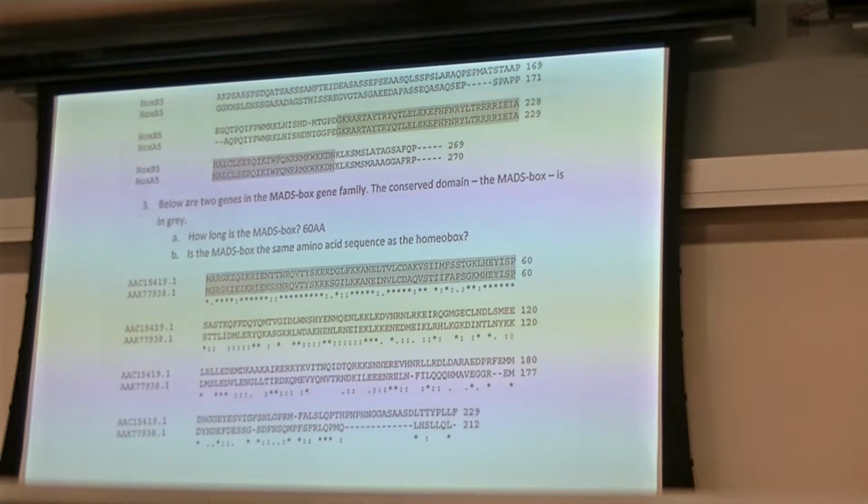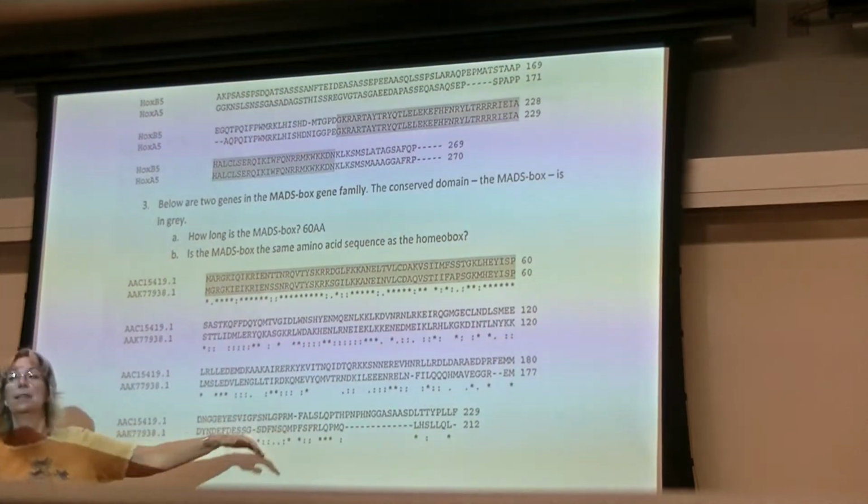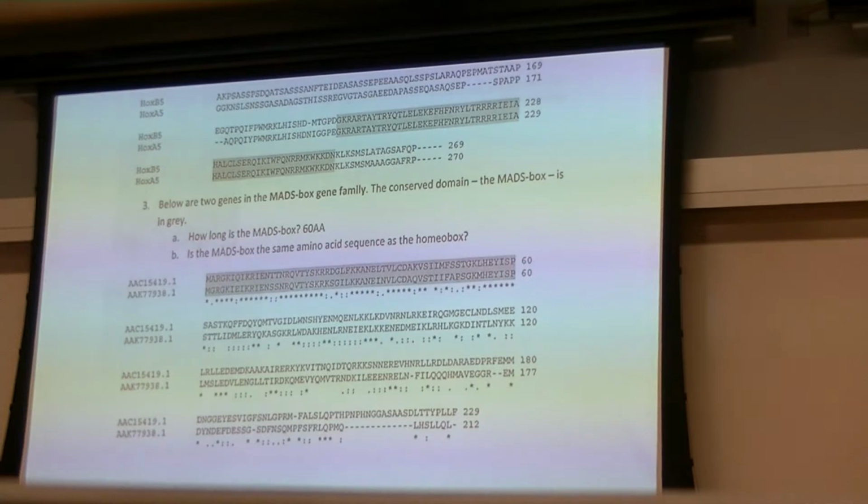And then, is the MADS box the same amino acid sequence as the homeobox? No, right? This is where I'm saying you just need to see this for yourself, and see the amino acids written out. You can tell that they're totally different and unrelated to the homeobox. But among the MADS box family, they all have this recognizable tag. Elsewhere in the protein they're not so similar, but within that MADS box region, they are.